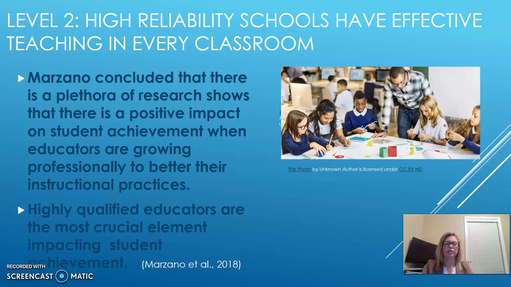Marzano concluded that there is a plethora of research that shows there is a positive impact on student achievement when educators are growing professionally to better their instructional practices. Highly qualified educators are the most crucial element impacting student achievement. (Marzano et al., 2018).